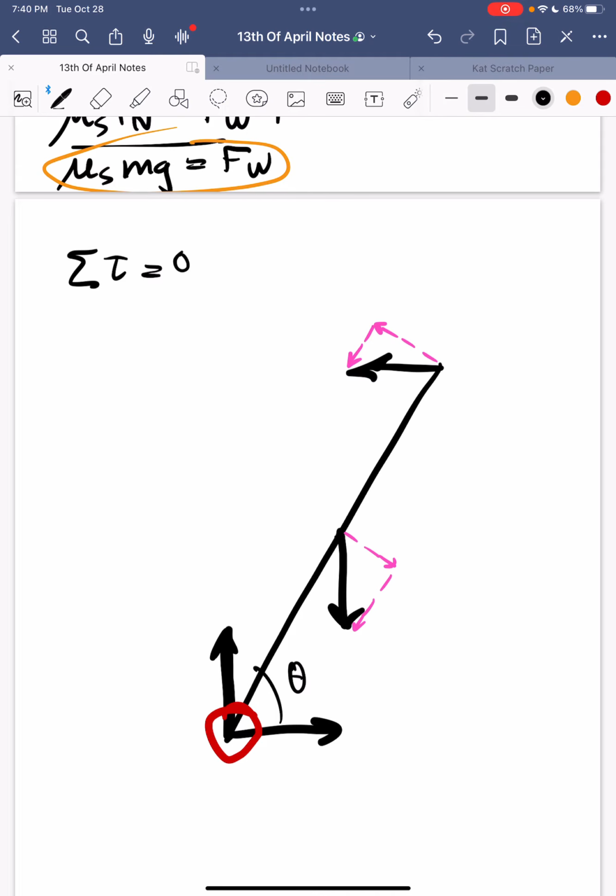What I can realize is that this angle here must be theta, because this line here and this line here are parallel. And so these angles must be the same: this theta here and this theta down here. So I've got theta there. All right, that's good.